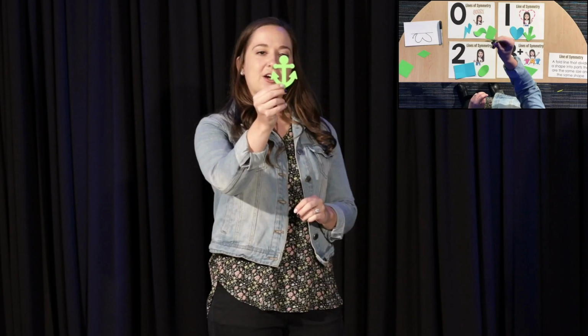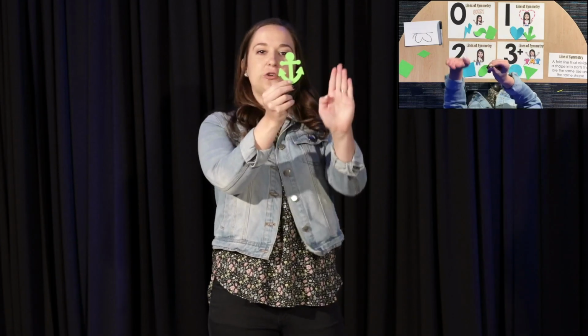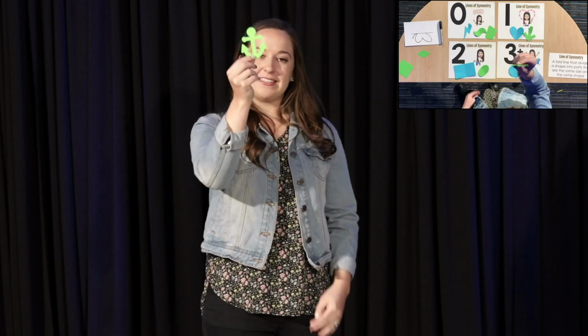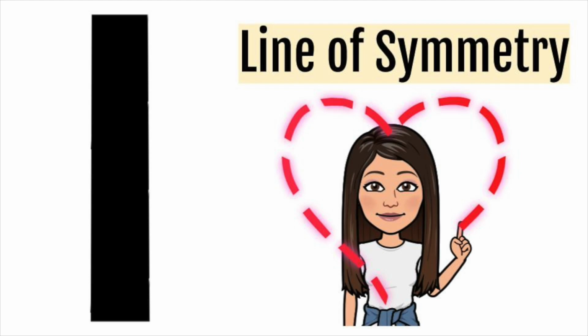Next, looking at this anchor, we can see that these 2 halves are the same, but the top and bottom half are not. So there's exactly 1 line of symmetry.